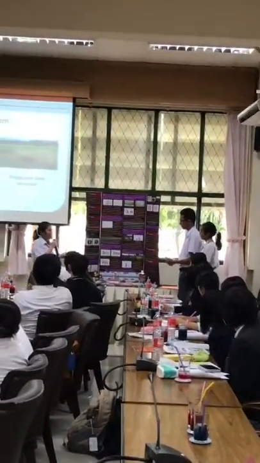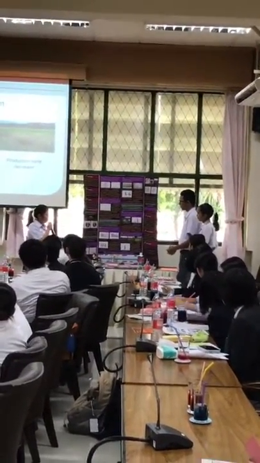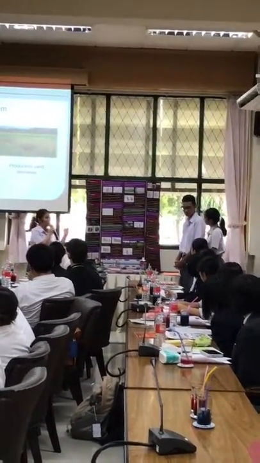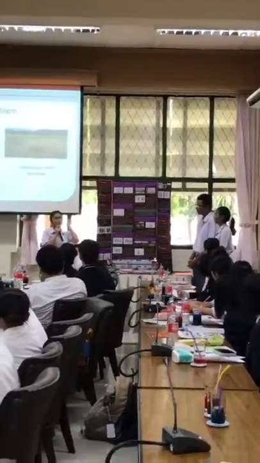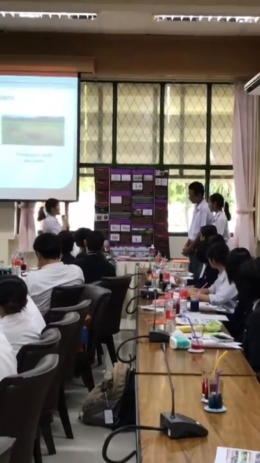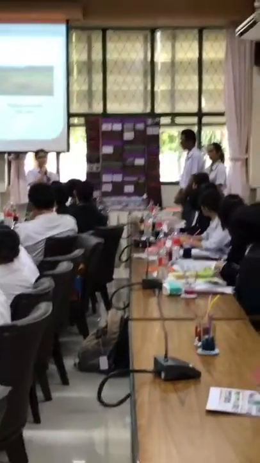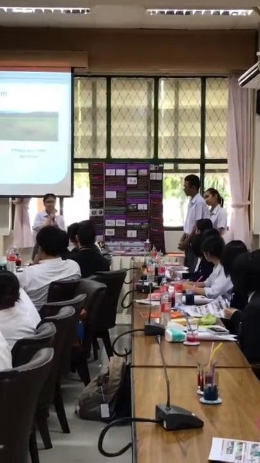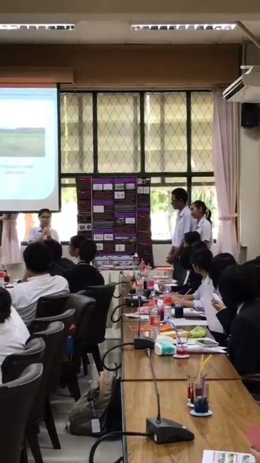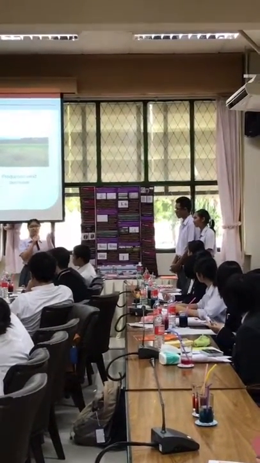We survey and observe. We plan the process in our science project and divide the experiment into 5 experiments. The first experiment is about surveying the types and frequency of the insects in the rice field. And from our observation, we divide the insects into 2 groups.